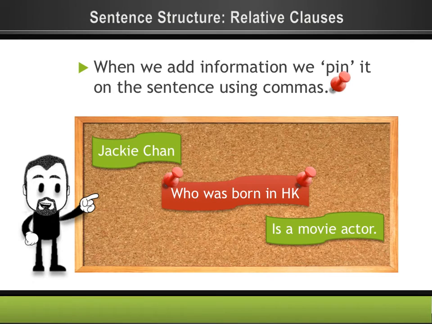I like to talk about pinning the information on. Imagine that your sentence, Jackie Chan is a movie actor, is on a pin board, and you want to add some extra information. This is not important information, and you're inserting it into the middle of the sentence. So how do you do that? You use two pins. You're pinning the extra sentence in the middle, and you need two pins.